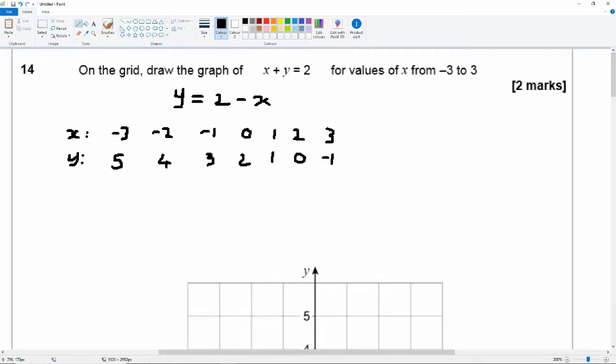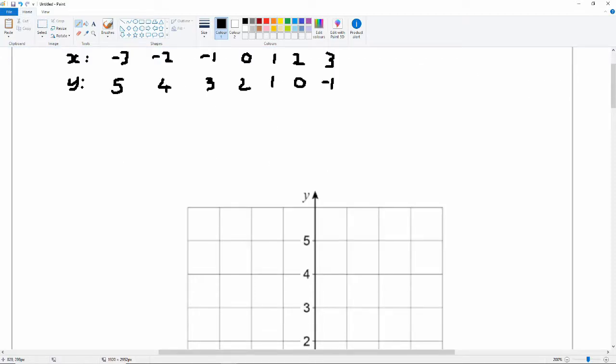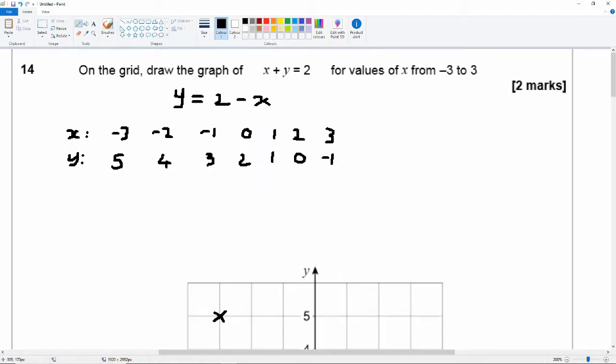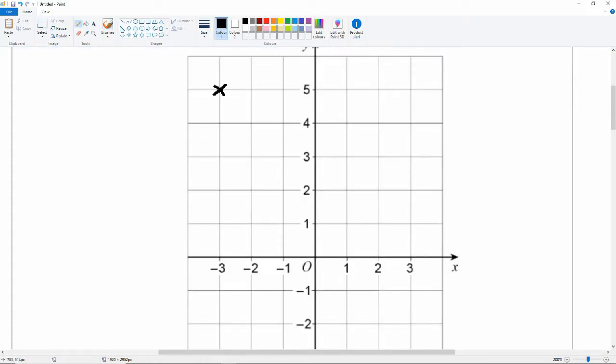So all that remains is for us to plot these coordinates. If x is -3, y is 5. Well, y is 5 is here, and -3 is here. So we go across the x-axis to -3, up the y-axis to the 5, and there we go. And as I recall, the y's just go 5, 4, 3, 2, 1, 0, -1, and the x's just go -3, -2, -1, and so on. So -2 is going to be 4.